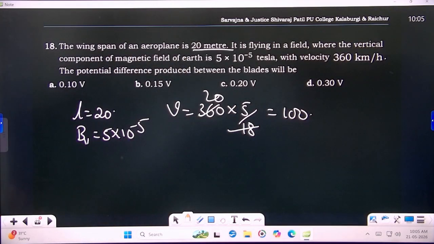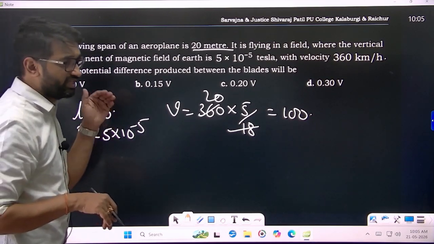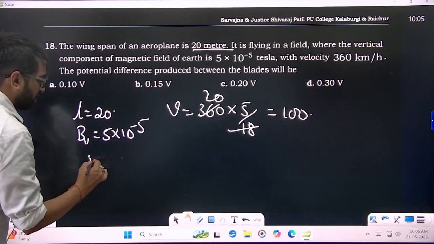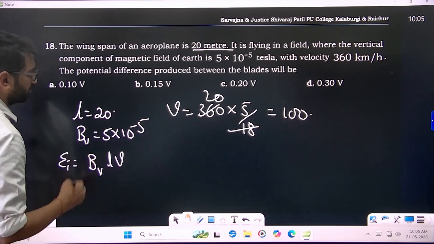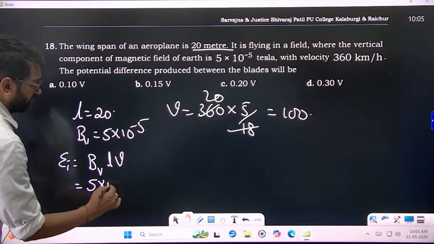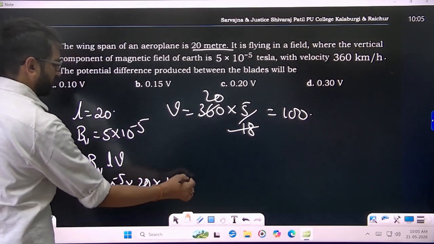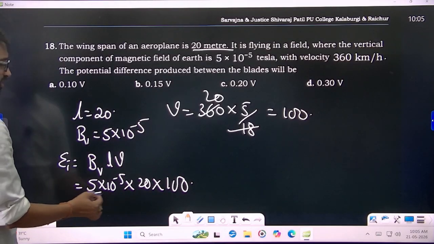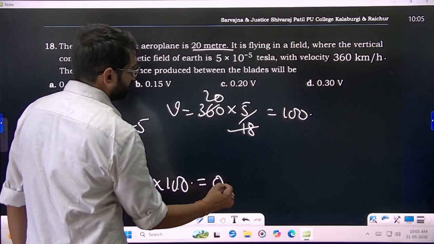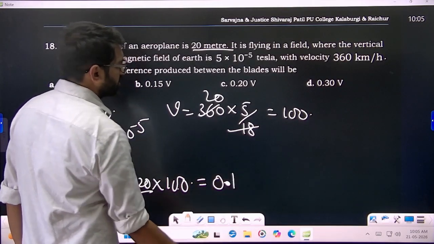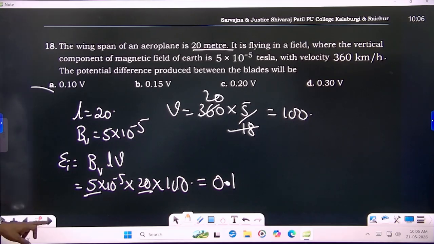Then the potential difference produced between the blades is, so this is motional EMF and the rod is moving in a straight line, BLV, induced EMF. So B is 5 into 10 to the power of minus 5, L is 20 into, this is 100. Once check over here. So this is 100, 100, 100, 10 power 4, 10 power 4, 10 power minus 5. It is 10 to the power of minus 1, which is 0.1. 0.1. It is first option.